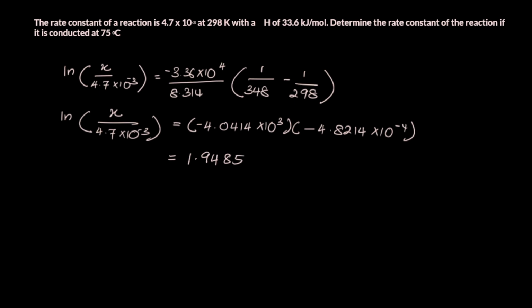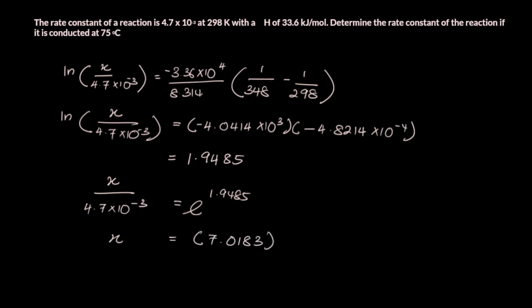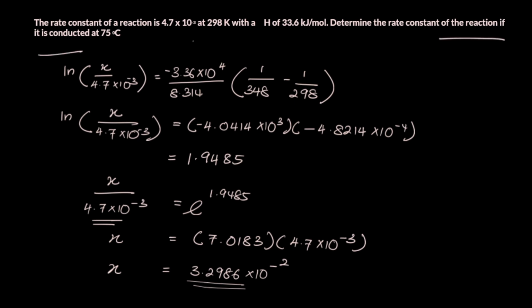So in order for us to remove the ln, what we can do is your x divided by 4.7 times 10 to the power of negative 3 is equivalent to 1.9485. So your x should be equivalent to 7.0183. So this one here we bring up there, so times 4.7 times 10 to the power of negative 3, so you will get your x is equivalent to 3.2986 times 10 to the power of negative 2. So therefore, from here we can get the rate constant of the reaction at 75 degrees Celsius is equivalent to 3.2986 times 10 to the power of negative 2.